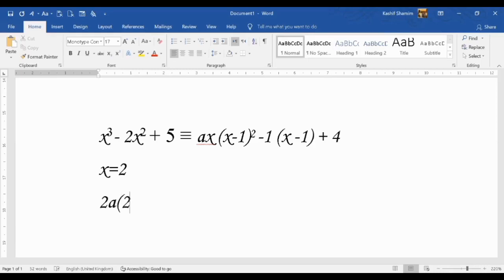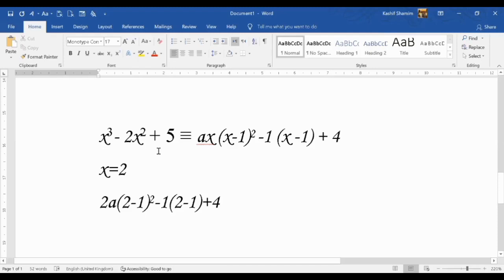2 minus 1 whole square minus 1, 2 minus 1 plus 4.